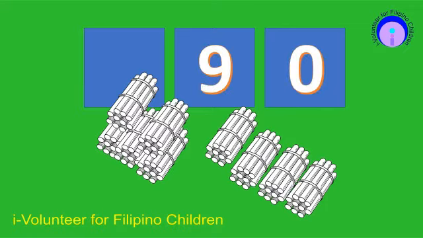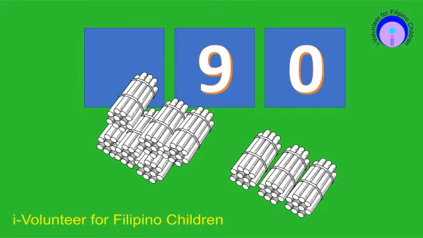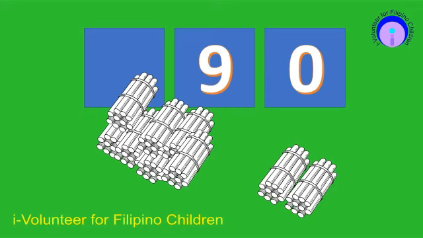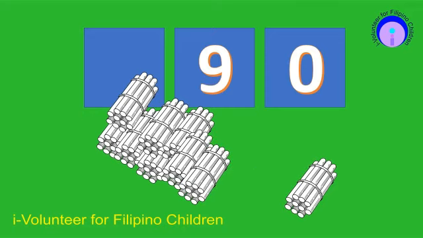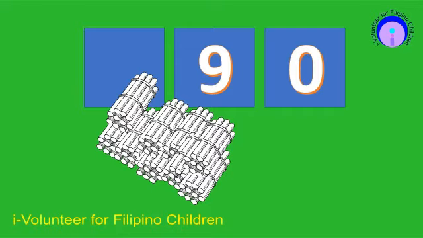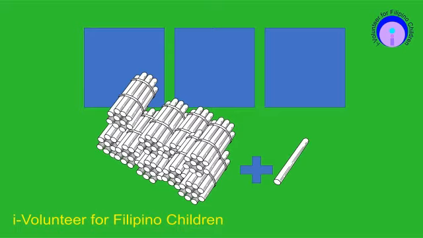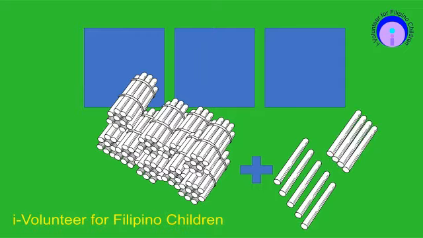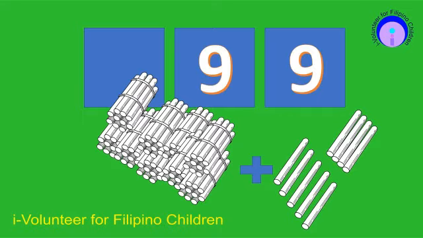Upang mas maayos tingnan, pagpapatong-patungin natin ang mga bundles ng ating magic sticks. Ngayong maayos ng tingnan, magdadagdag ulit ako ng mga magic sticks. 90 plus 1 is equal to... That's correct. How about if I added 9 more to 90? What will I write? That's right, 9 tens and 9 ones.